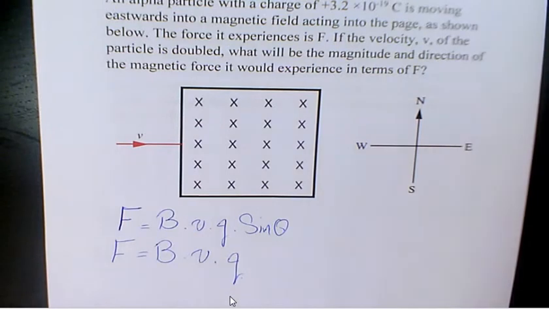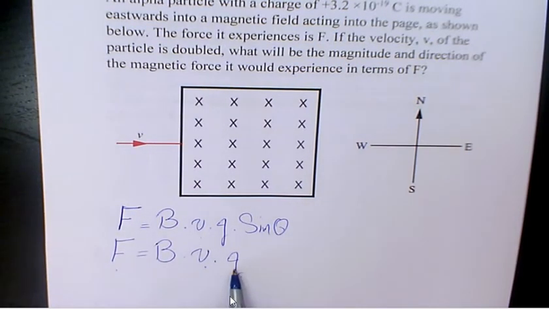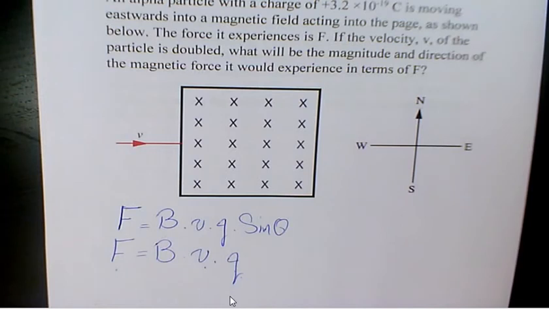Now as you see here, magnetic force is directly proportional to the magnetic field strength. It is directly proportional to the velocity of the particle, and it is directly proportional to the charge of the particle. So if we make the velocity double, force will be double. If you make Q double, force will be double. If you make the magnetic field strength double, force will be double as well, because they are directly proportional to each other. So the answer is going to be 2F, 2 times F, because originally it was F. So the new one is going to be 2 times F.